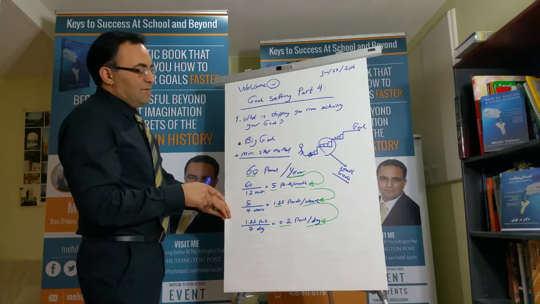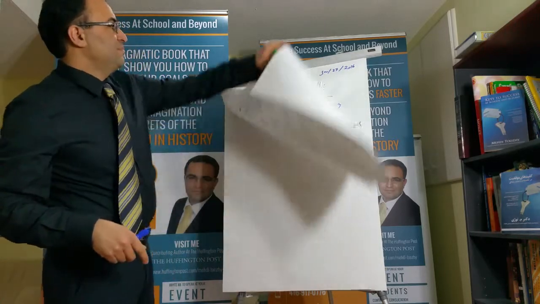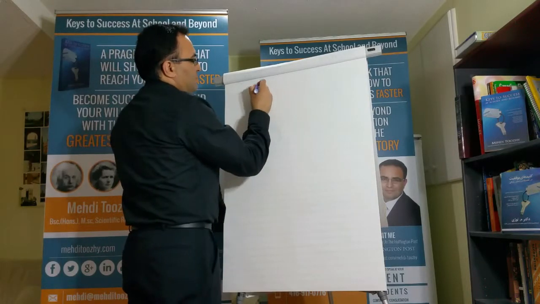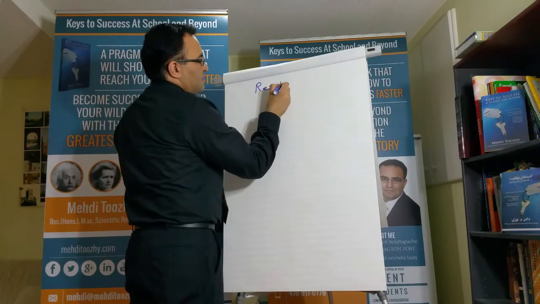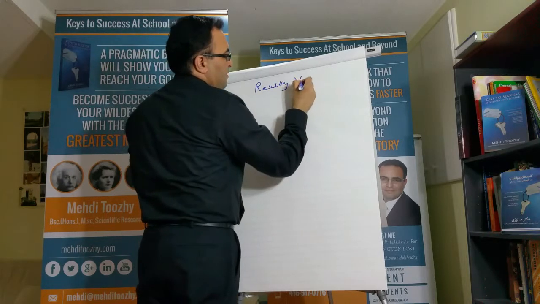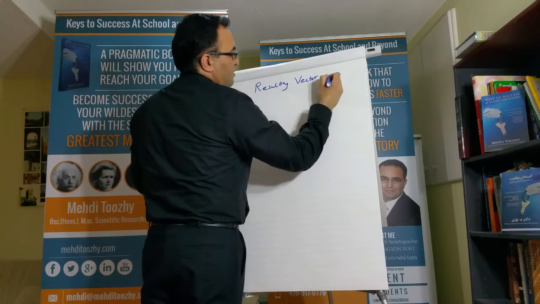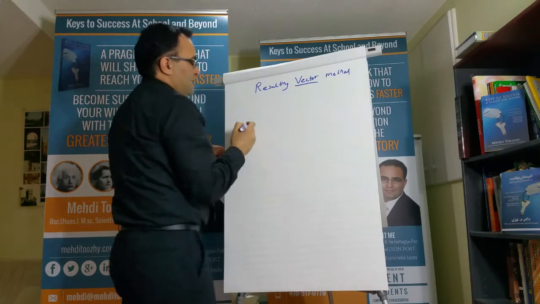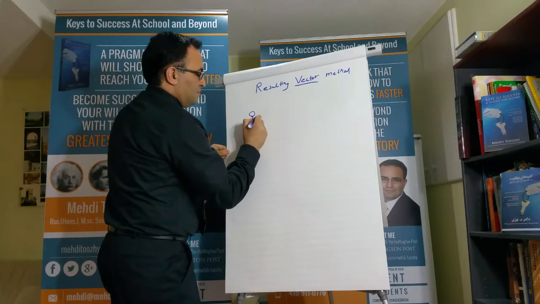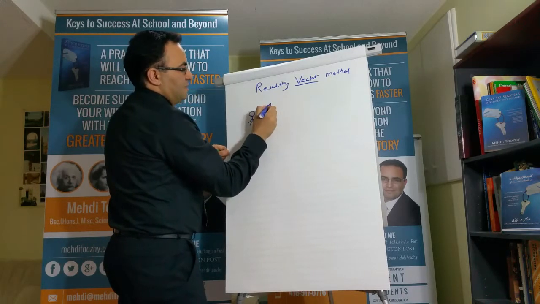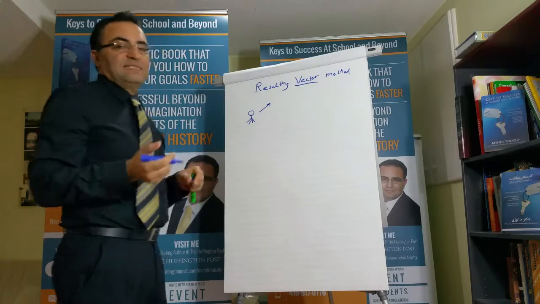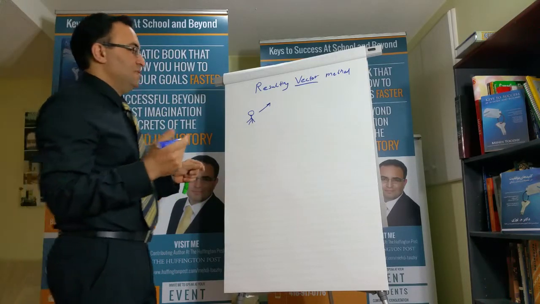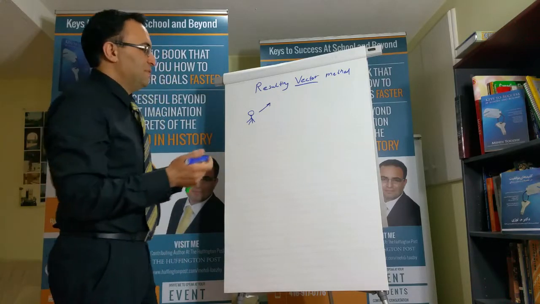So to help you further with this goal setting, I have a method called resulting vector method. Let's say this is you, and in the course of the year you have, again, if you take an example, let's say you want to lose 60 pounds this year, in the next 12 months. This is your goal. Next year you lose 60 pounds.